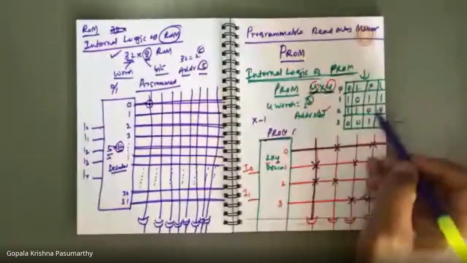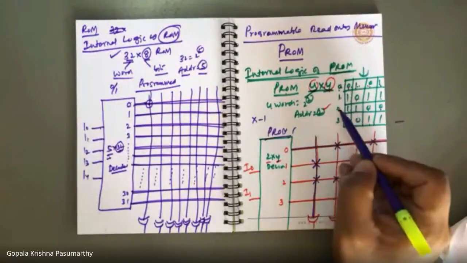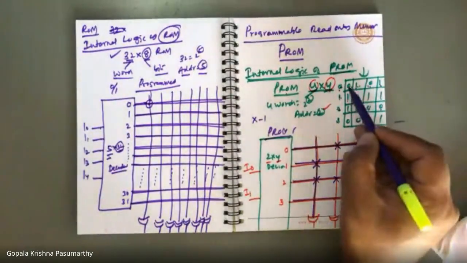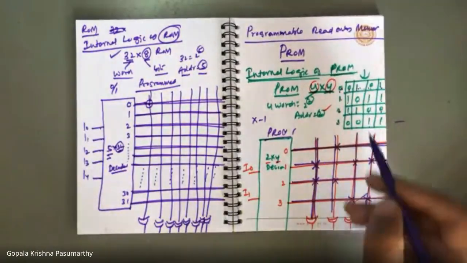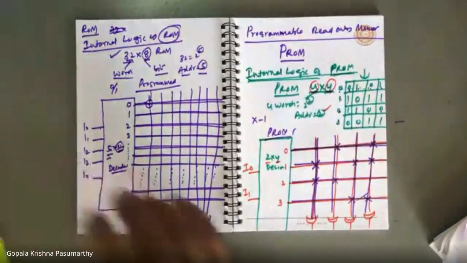Yes, sir. So take the memory structure. Number of words is equal to number of sleeping lines. Number of bits is equal to number of vertical lines. Where there is a one, put a notch. Where there is a zero, leave the notch. That's all. Nothing else.